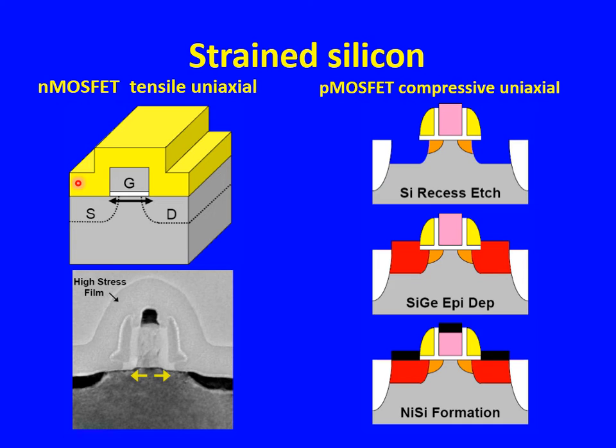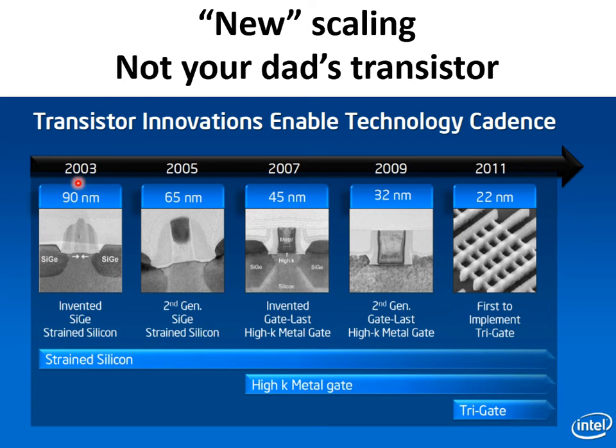Anyway, the main concept to understand is that they change the nature of the materials in order to change the mobility of electrons and holes, and it works. This was done in 2003 and 2005, and it's in mainstream silicon technology. Now, every single transistor has strained silicon, because it's an important performance booster. It's a fundamental performance booster. You need it.